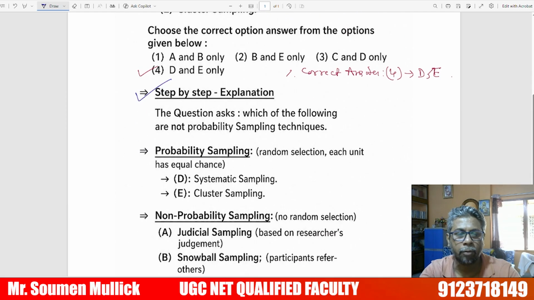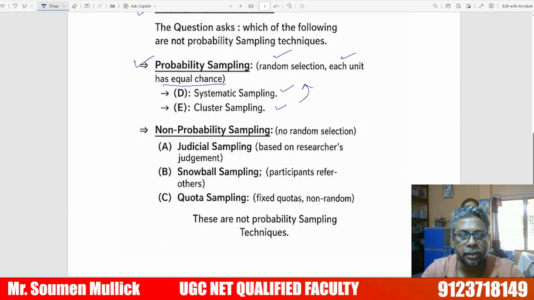What do you mean by probability sampling? It should be random selection. Each unit has an equal chance of selection. Systematic sampling and cluster sampling are both probability sampling. What is non-probability sampling? Non-random selection, not an equal chance of selection.